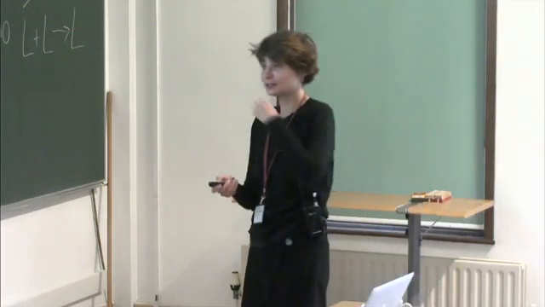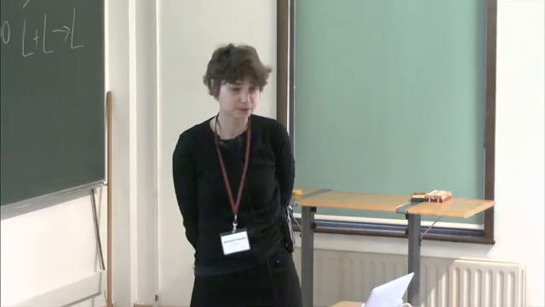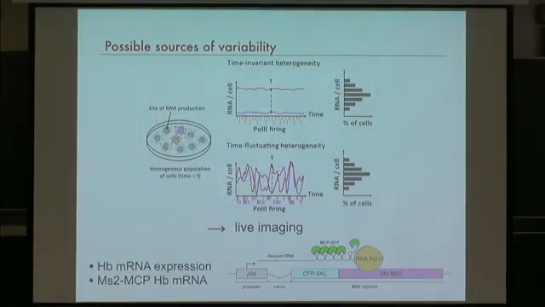Anyway, the way this works, it's called MS2 MCP. So if you like yeast, you're probably very familiar with this. What it is just you build in some mRNA into your gene of interest, and when this mRNA is expressed, it forms these MS2 loops, which then bind MCP GFP proteins, which light up. Basically, once you express the mRNA at the locus, you start seeing a signal.